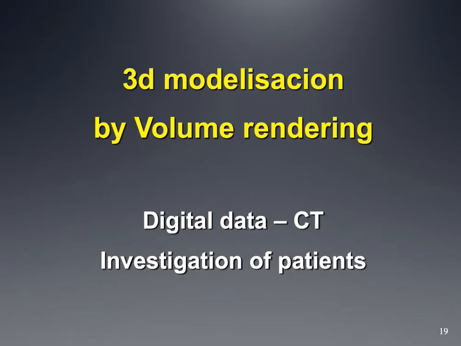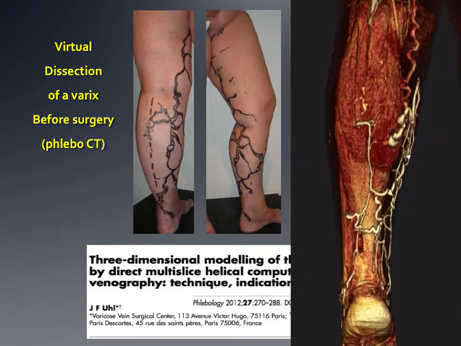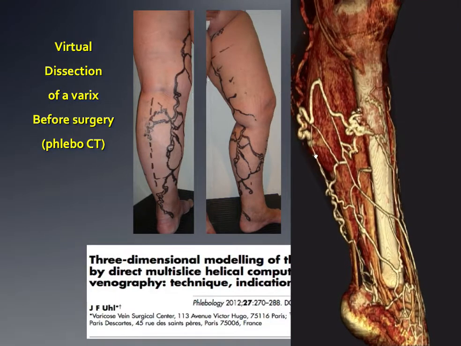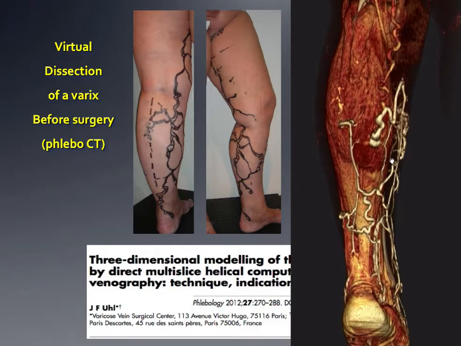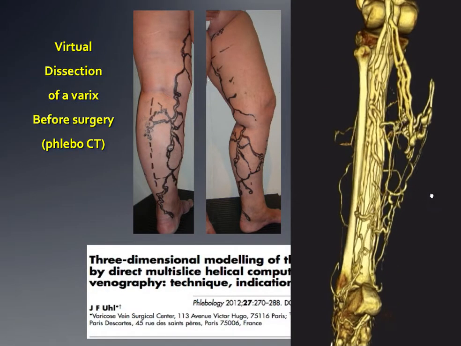First, the 3D modeling by volume rendering. The data are coming mainly from patients, from radiologists. Here is an example of a varicose vein patient with a mapping and a skin mapping on the left, and on the right you can see a 3D model of the leg, which is a kind of virtual dissection of the leg of the patient. And here you can see that you can turn around the leg. You can see the varicose network. You can also modify the transparency of the tissues and see inside the muscle.